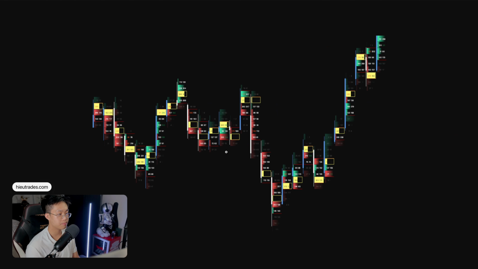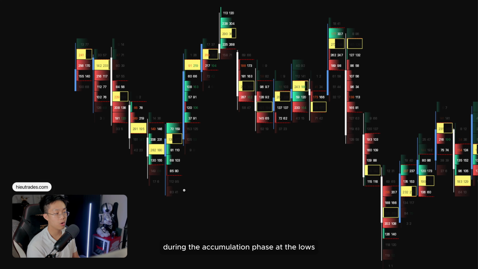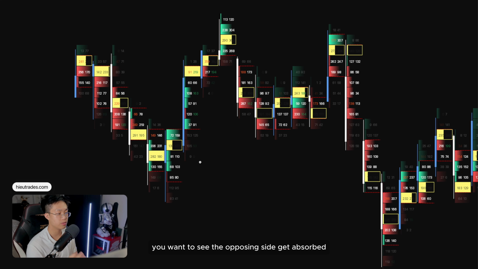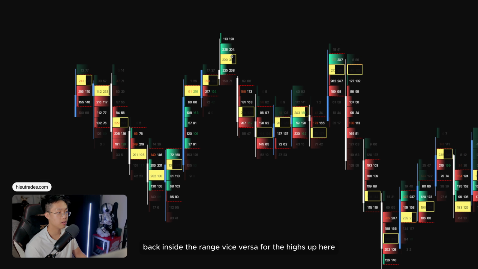And like I said, during the accumulation phase, at extreme lows and extreme highs, you want to see the opposing side get absorbed. Like here, you have large negative delta in the form of your red deltas over here, but they do not follow through with lower price action. And instead, the market closes higher back inside the range. Vice versa for the highs up here. You have aggressive buying here. So buyers were pretty much in control with the point of control much higher, but the candle still closed bearish.